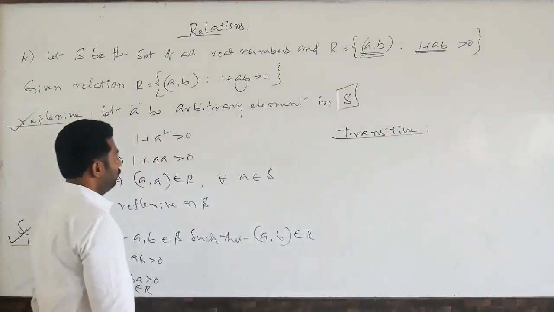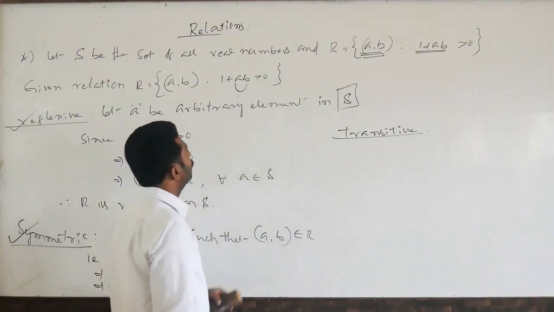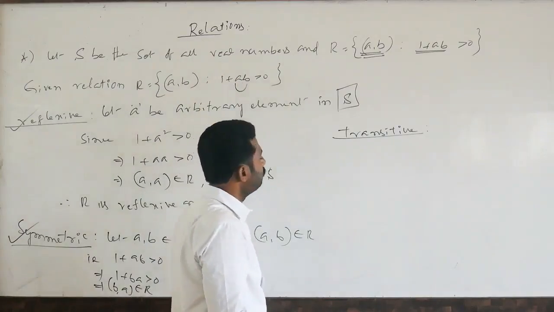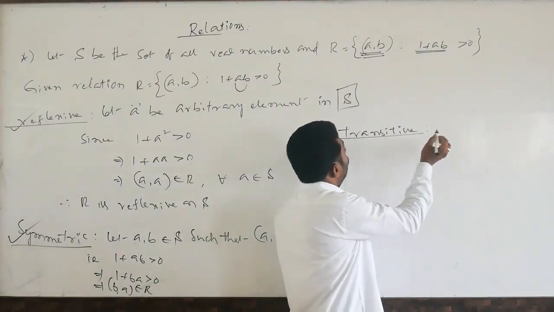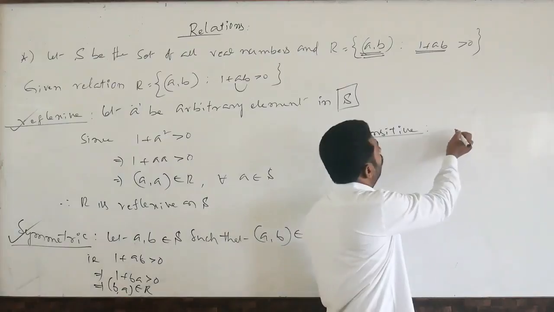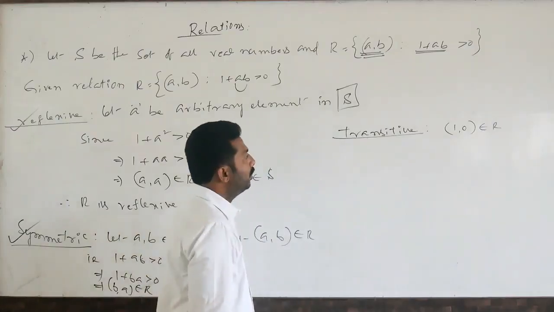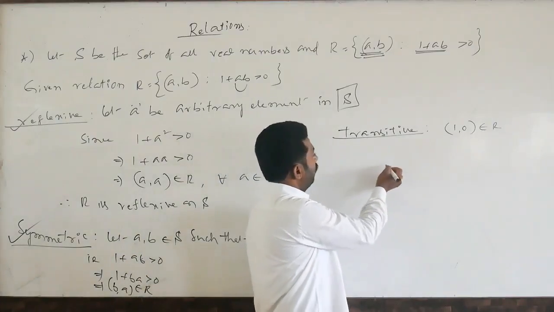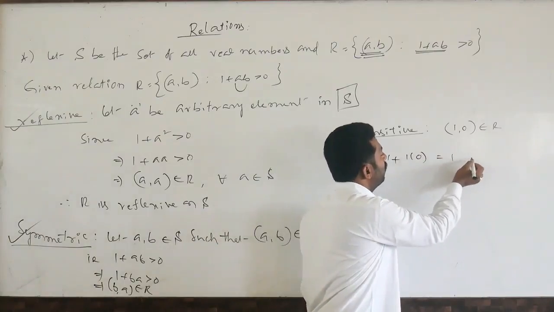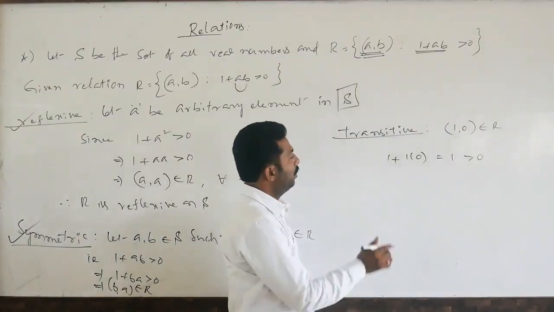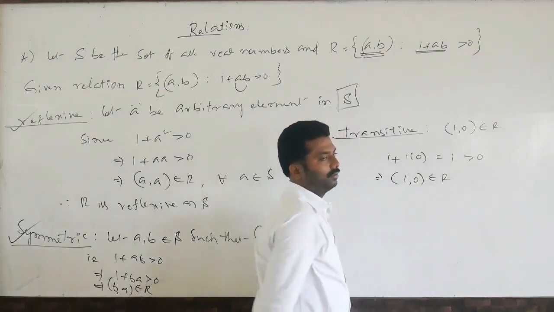So for transitive, which is not a transitive, first of all, why is this not transitive? I will give an example. There is a relation between 1 comma 0, because if I write 1 plus 1 into 0, how much is it? 1, always positive. So from this we can say that 1 comma 0 belongs to capital R.